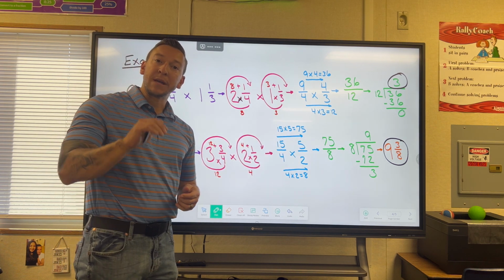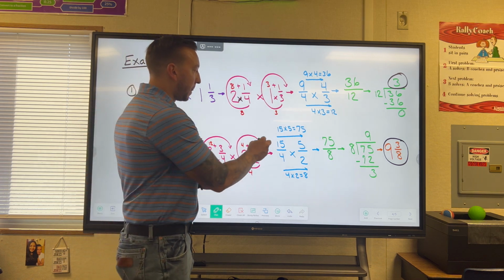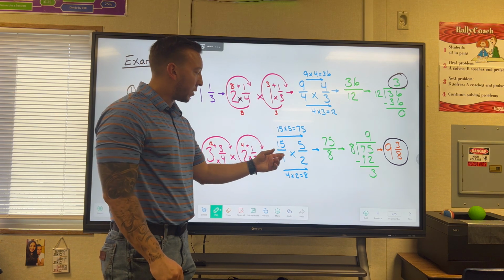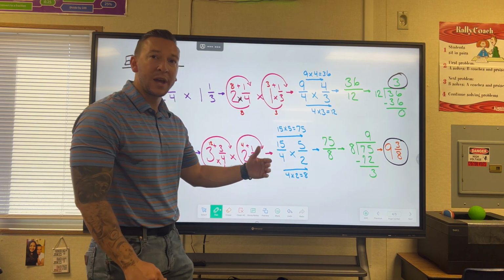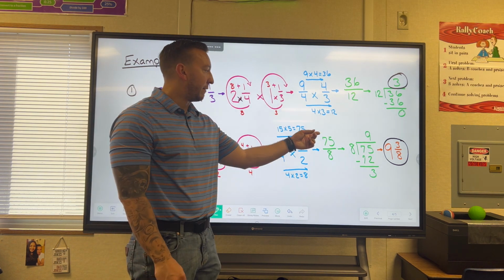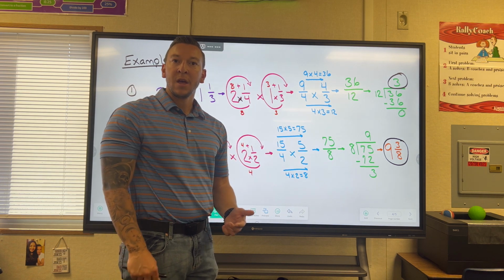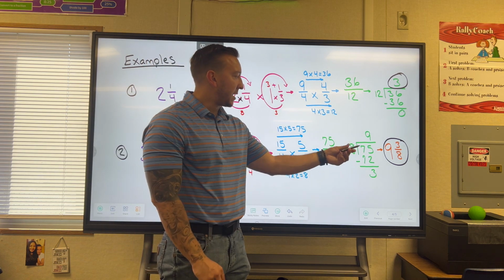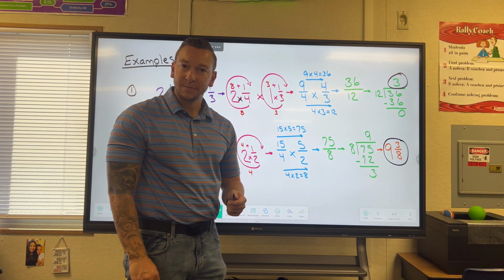Ready for step 2. We can multiply straight across. 15 times 5, that's 75. 4 times 2, that gets us 8. So now we have the improper fraction of 75 over 8. We know improper fractions means to divide, so we're going to divide 75 by 8.